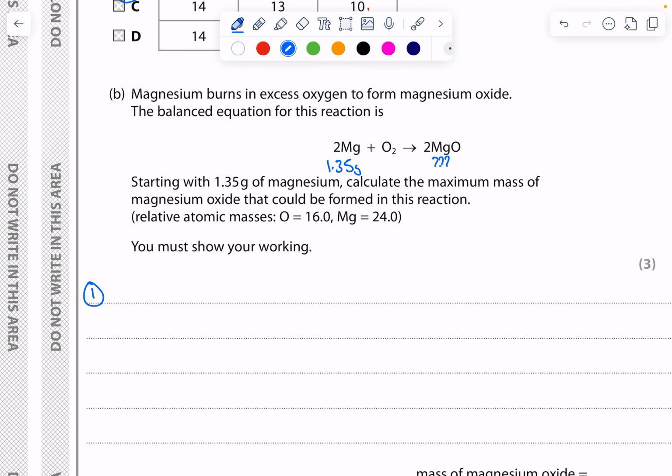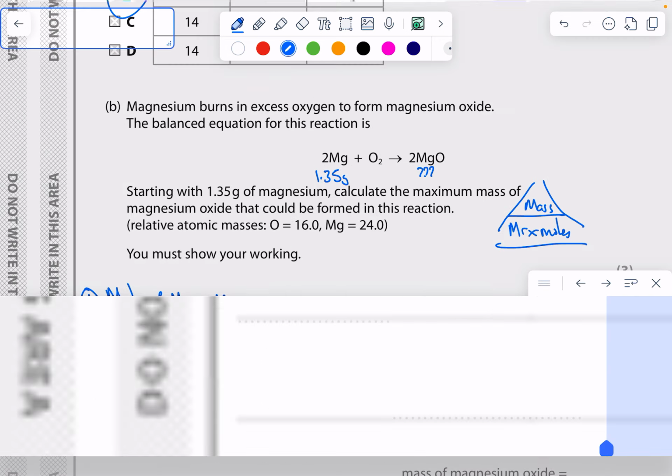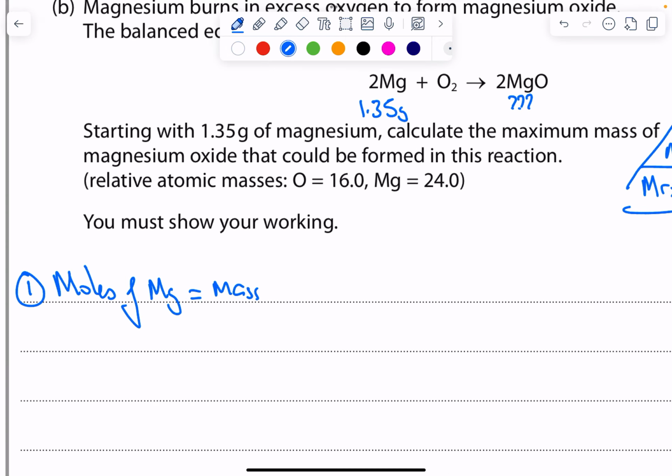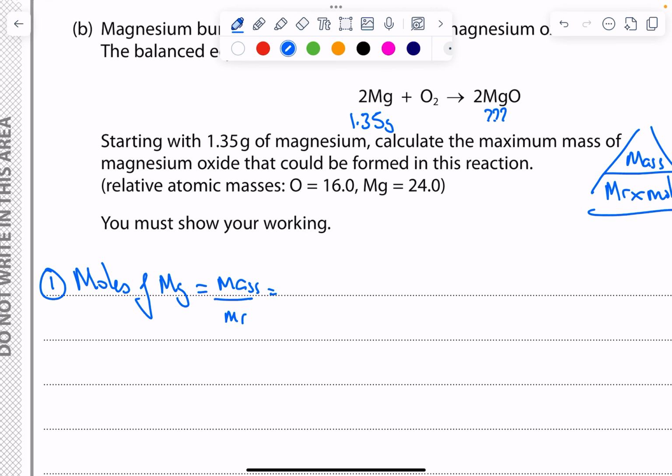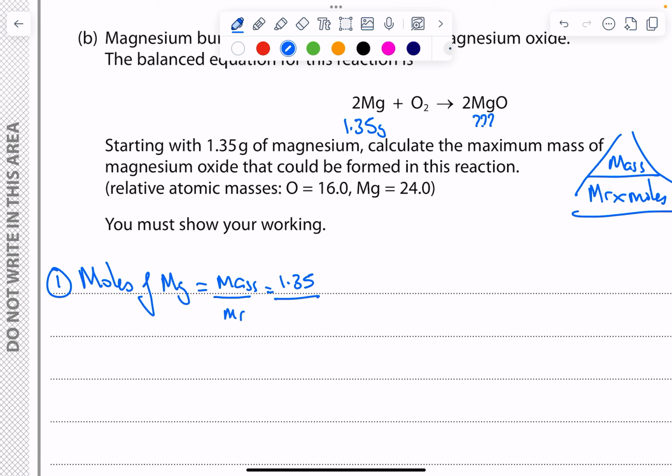So the first thing to do is we need to work out the moles of the magnesium. Now over here, let's put a reminder that Mr is underneath the mass, moles is underneath. So moles of the magnesium is the mass divided by the Mr. The mass in this case is 1.35, and the Mr for magnesium, it tells me here, is 24. So I'm going to do 1.35 divided by 24, and that's going to give me 0.0563, just rounding that last one up, moles.